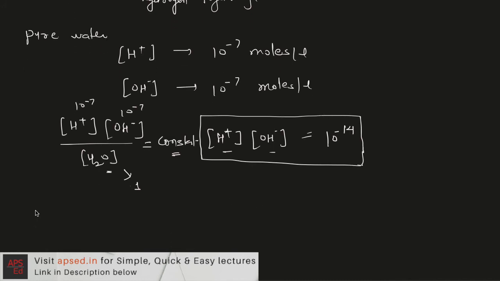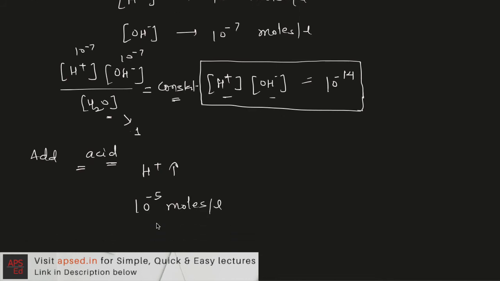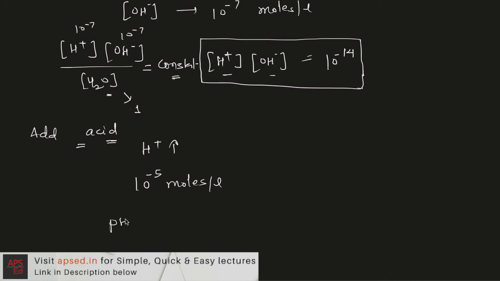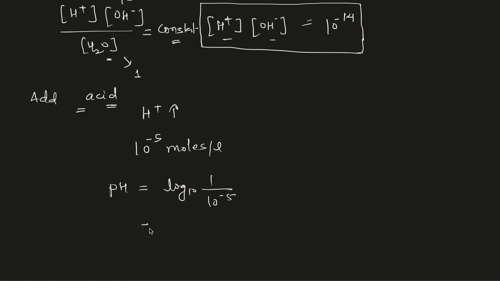Now if we add some acid in this water, then what will happen? The concentration of hydrogen ions will increase. Now let's say after the addition of acid, the concentration of hydrogen ion becomes 10 to the power minus 5 moles per liter. Then what will be the pH of water? pH will be log of reciprocal of hydrogen ion concentration. So solving it, we find out that pH of water is 5.